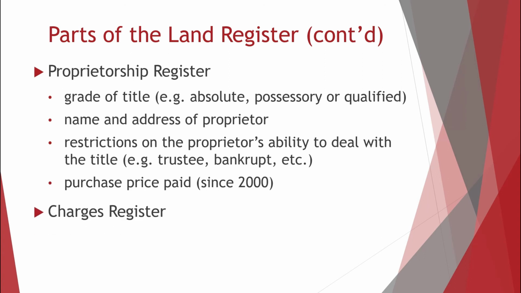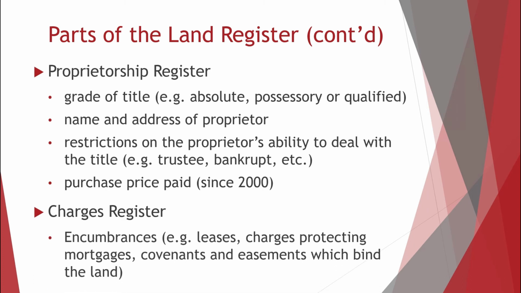The Charges Register contains details of any encumbrances on the title. Registered charges protecting mortgages are registered in the Charges Register, as well as any leases which have been granted out of the title. Notices protect easements, restrictive covenants and other encumbrances on the title. So, for example, the Charges Register will show the burden of the easement on the servient land. It could also show a legal charge or mortgage.